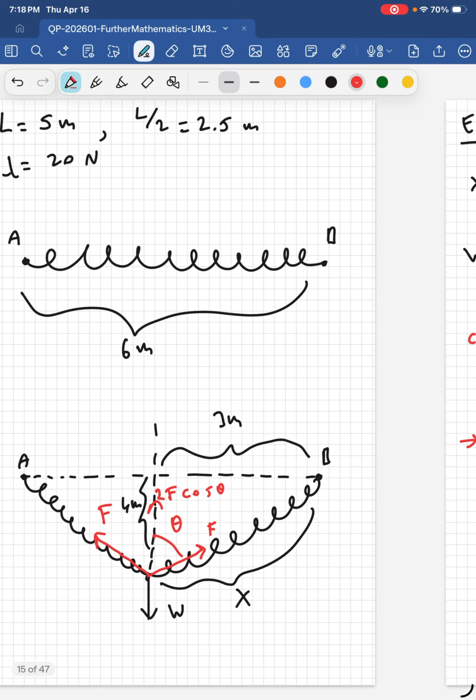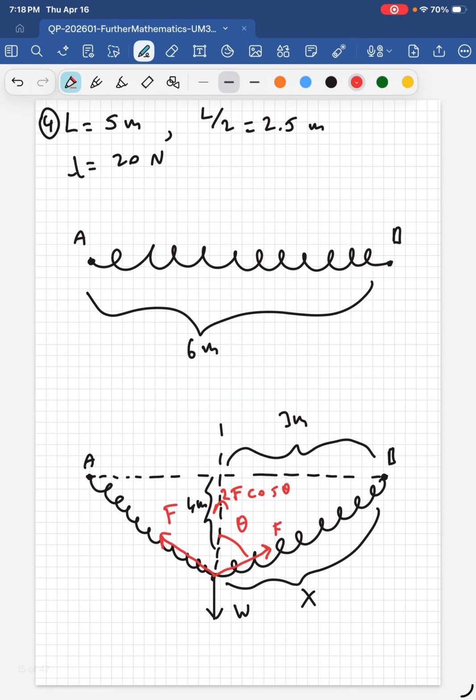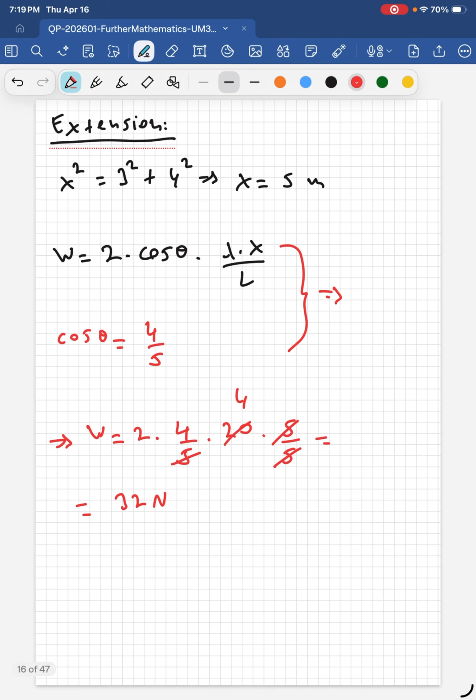Basically F is lambda times x over L, where x is the extension of the string, which is 5, and then the length of the string is 5. So this is the answer I found, and it agrees with the mark scheme.